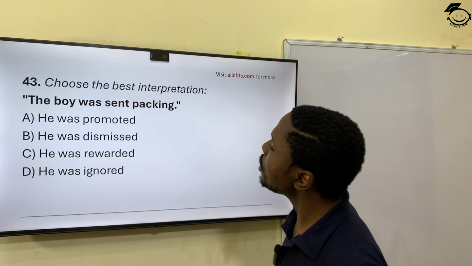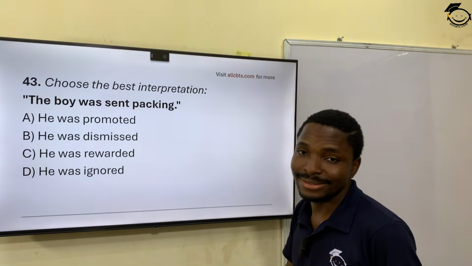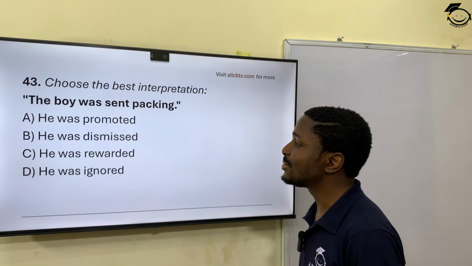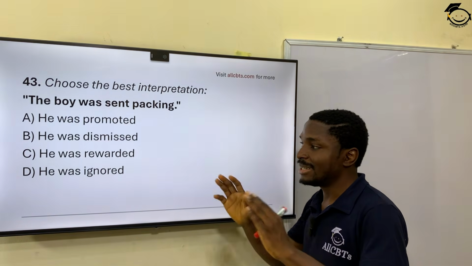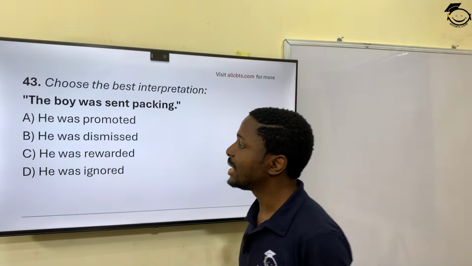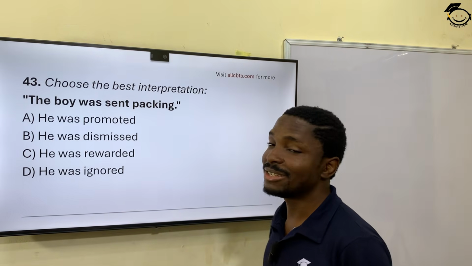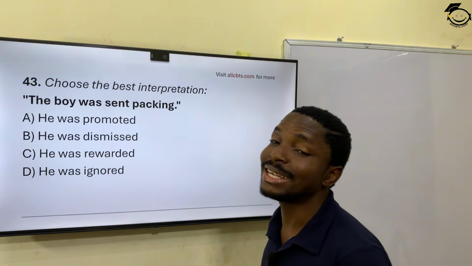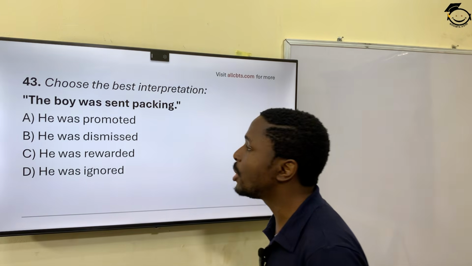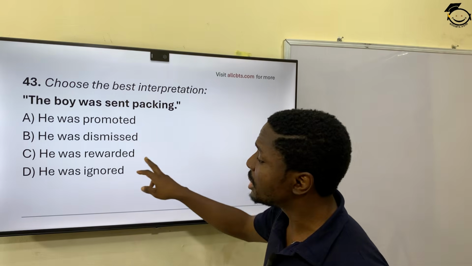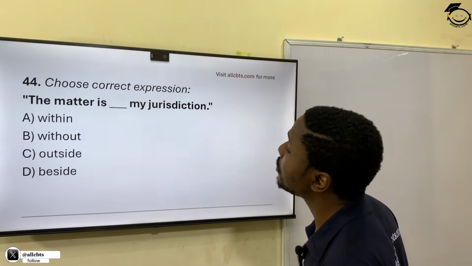42. Choose the best interpretation. The boy was sent packing. So which of these words interprets the boy was sent packing in the correct way? He was promoted. No, they kicked him out. He wasn't promoted. That's why the boy was sent packing. They kicked him out. So he was dismissed. Not he was rewarded, not he was ignored. He was dismissed.